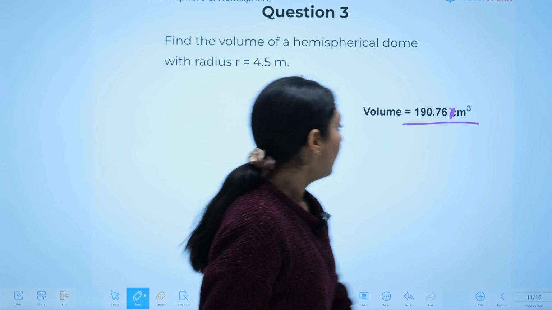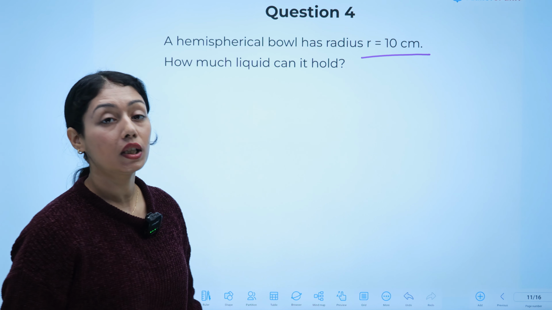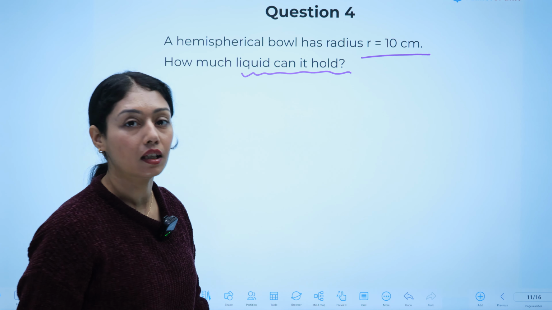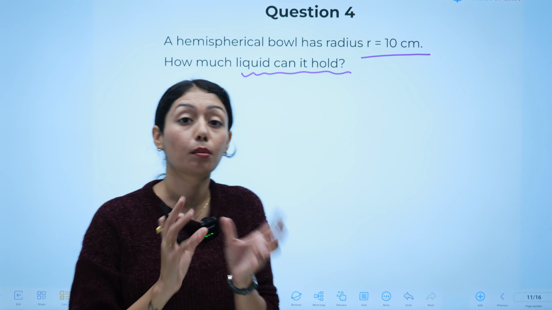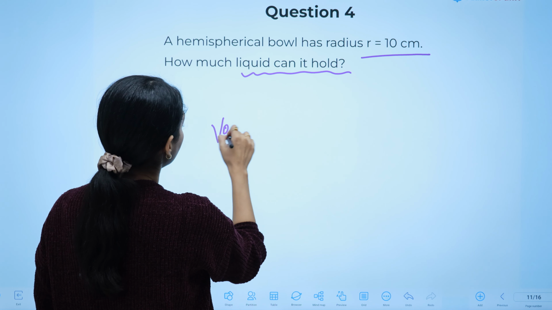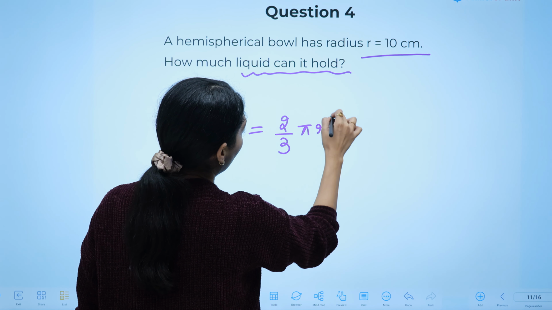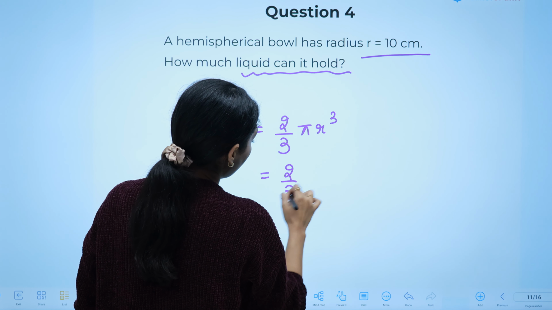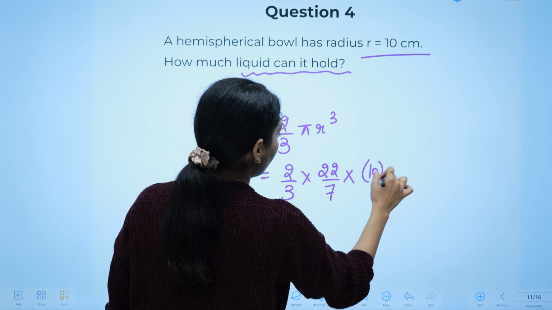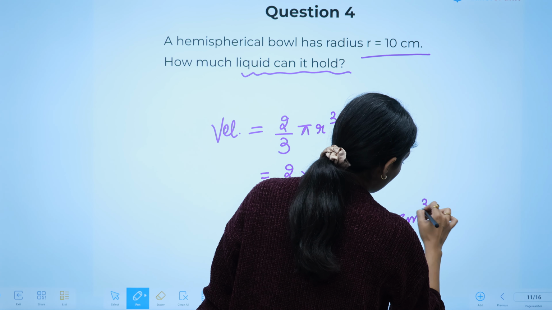Okay, everybody. Next one. A hemispherical bowl has the radius 10 centimeter. How much liquid can it hold? Okay, then now in questions like this, liquid की volume जहाँ हमें लिखनी है, there we might need to do some conversions there. Remember that. Okay, so what can we do here? First, we'll be finding the volume there. Volume of hemisphere, everybody. 2 by 3 pi r cube. That is 2 by 3 into 22 by 7 into radius, that is 10 cube, right? So we'll be getting the answer in centimeter cube.